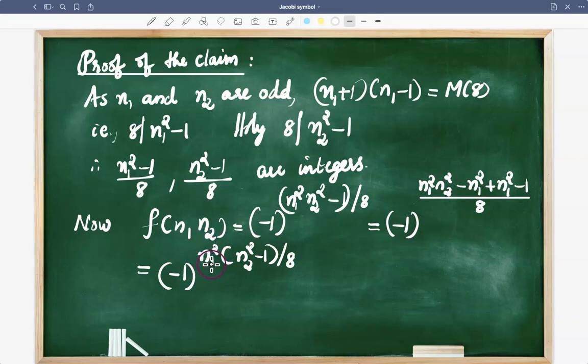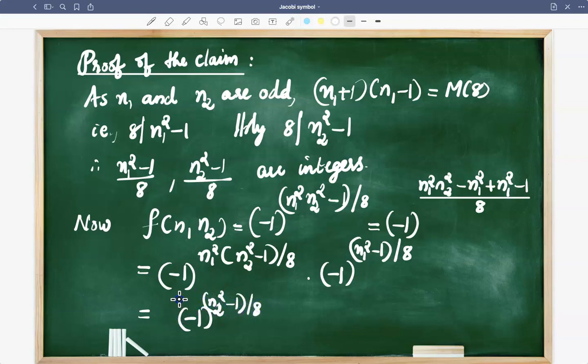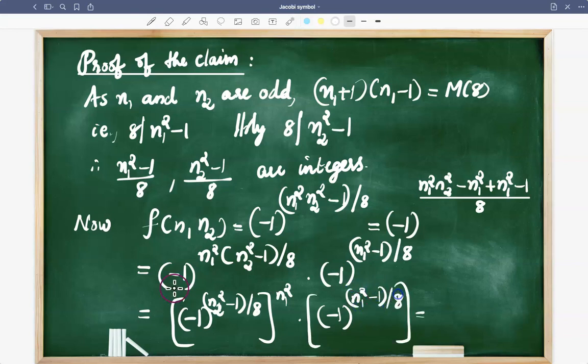And we have taken this n1 square as a common factor also into minus 1 raised to the remaining terms, which will be n1 square minus 1 divided by 8. So this will be equal to [minus 1 raised to n2 square minus 1 by 8] whole raised to n1 square into minus 1 raised to n1 square minus 1 by 8. The quantity in the square bracket, that is minus 1 raised to n2 square minus 1 by 8, is in fact f of n2. f of n2 raised to n1 square into the second quantity will be f of n1.